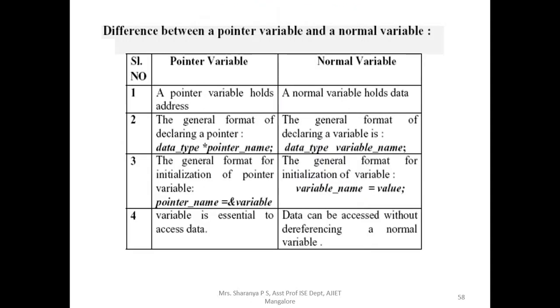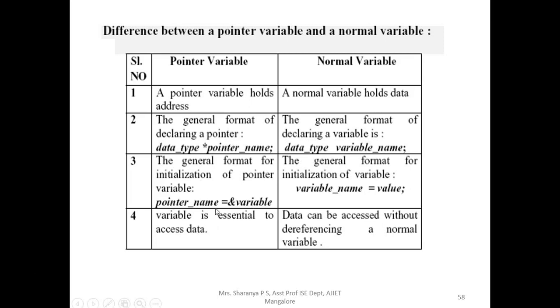And what is the difference between a pointer variable and a normal variable? A pointer variable holds the address, whereas a normal variable actually holds the data. The general format for a pointer variable makes use of the star symbol, whereas for a normal variable we do not use the star symbol.